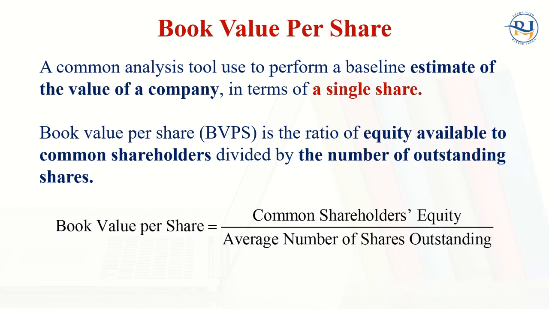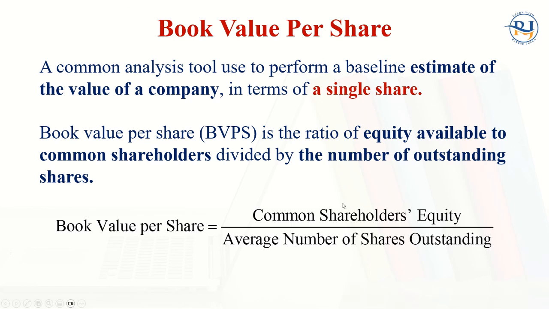Now, what is the book value per share and how can we calculate it? A common analysis tool used to perform a baseline estimate of the value of the company in terms of a single share is known as book value per share. So book value per share, BVPS, is the ratio of the equity available to the common shareholders divided by the number of outstanding shares.